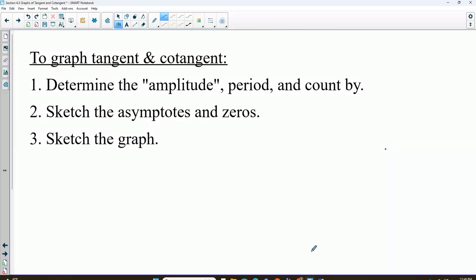So, for graphing them, we're going to do the same things we were doing with sine and cosine. Amplitudes, periods, and count by. I might also add in, we'll do the interval every time too, because I think that makes it a little bit easier. Then we know the asymptotes go at the end, so we'll draw in our asymptotes and zeros and sketch our final graph from there.